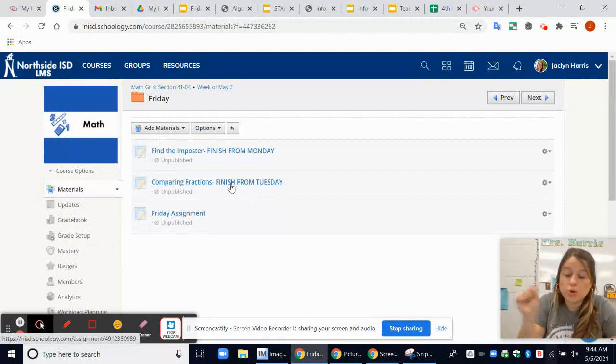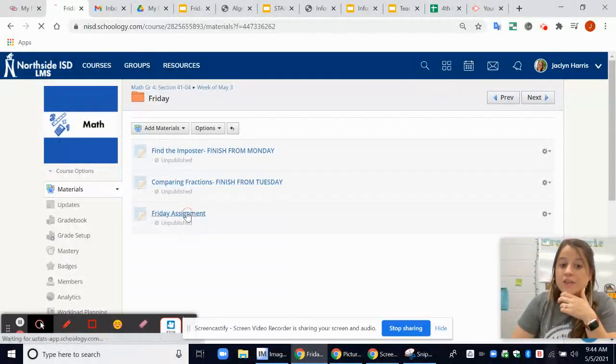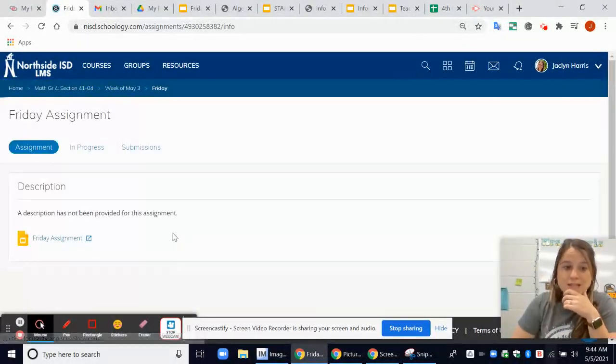You're just sorting out equations. Are they greater than, less than, or equal to? You'll put them in the right spot. So we did that on Tuesday together. Same thing. You open this up and you'll go back to your slides. Just finish those and submit them. And then Friday, you have a new set of slides.